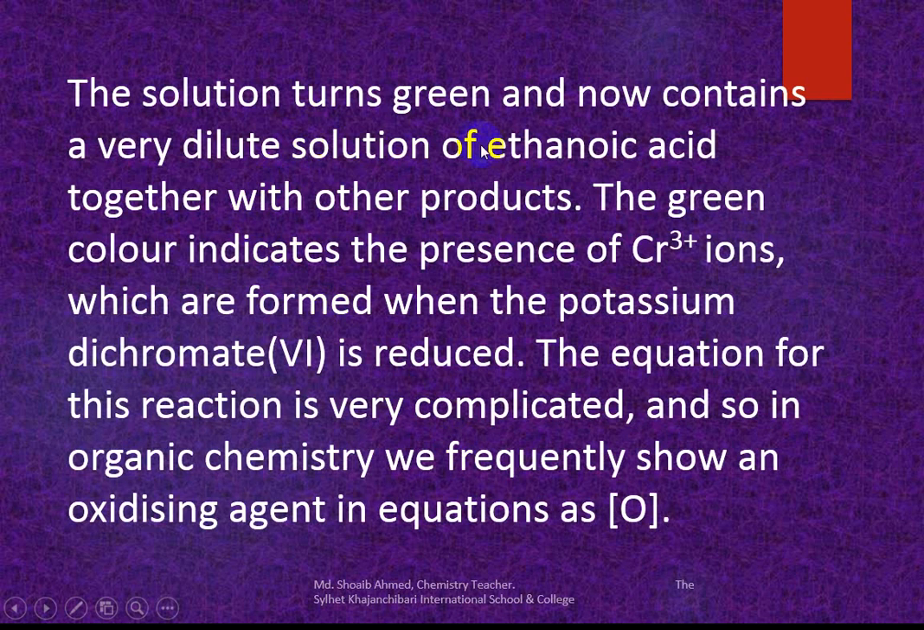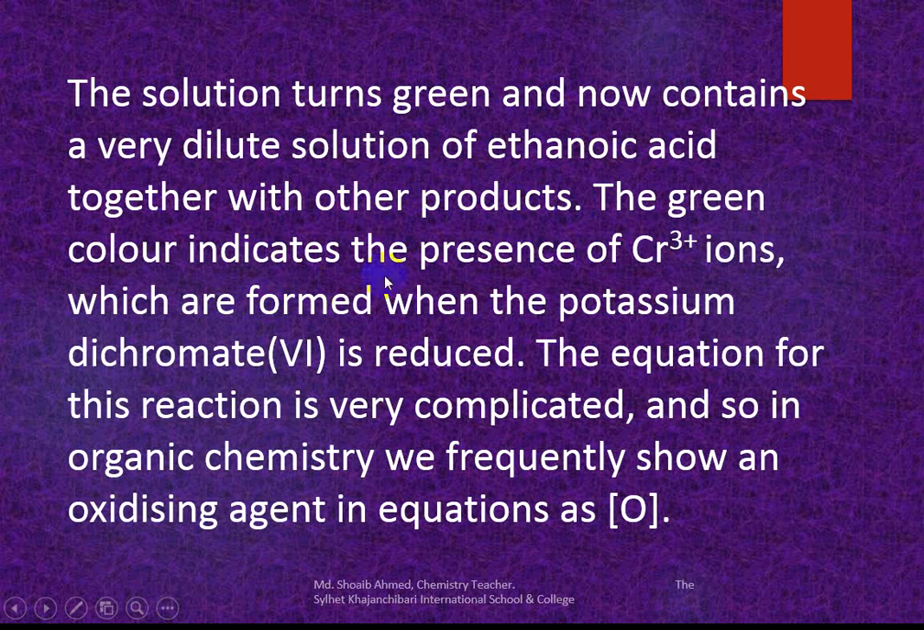So the solution turns green and now contains a very dilute solution of ethanoic acid. Ethanol turns into ethanoic acid, so oxidation occurs, together with other products. The color becomes green and now contains a dilute solution of ethanoic acid together with other products.